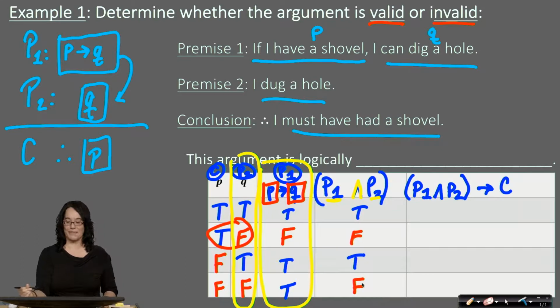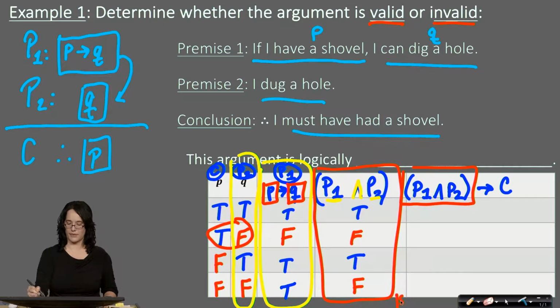Finally, after you put your premises together, premise 1 and premise 2, you want to see if they force the conclusion to happen, right? Do these premises result in this conclusion? So if these premises happen, does this conclusion follow? So let's see if we can build our final column here. So this is our antecedent here, this column here.